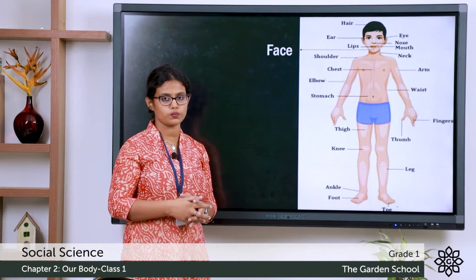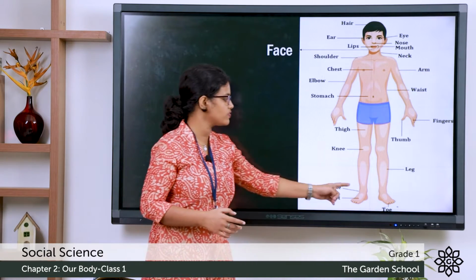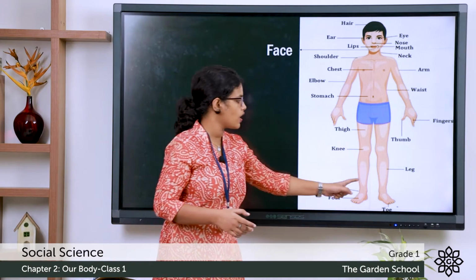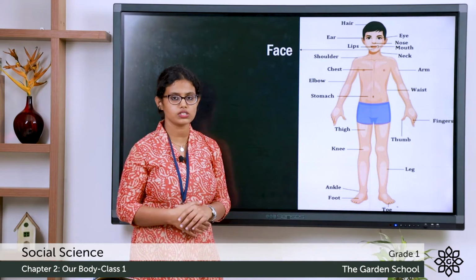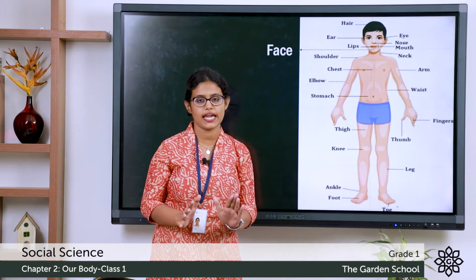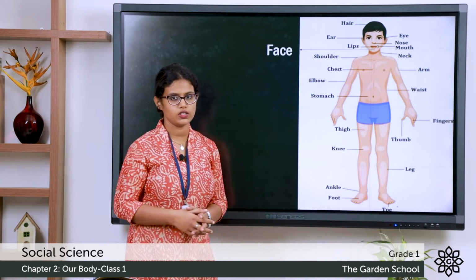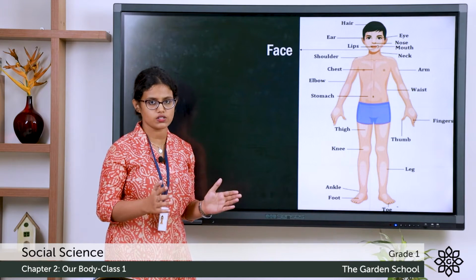You have 2. On your foot you have toes. How many toes do you have? You have 5 toes in one foot and total you have 10 toes. And this is your ankle. So this is about the rest of the body.